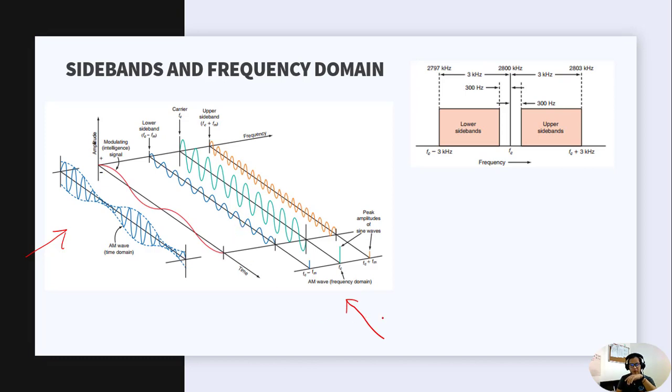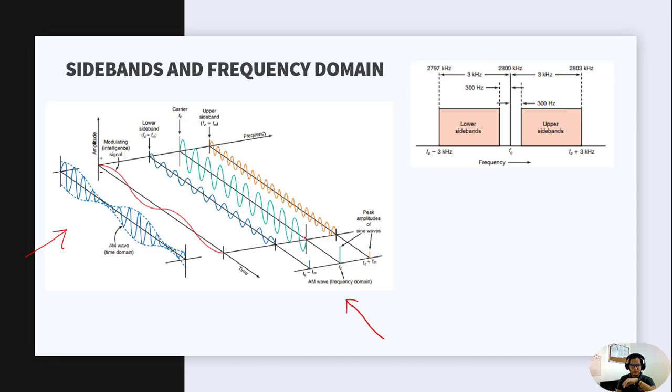If we are looking at a spectrum analyzer in the frequency domain, we won't see this waveform. What we will see is tatlong nag-peak. Kasi dito tinitingnan natin saang frequency siya. So mapapansin nyo, nandito si FC. Ito si lower sideband, FC minus FM. And ito si upper sideband, FC plus FM.